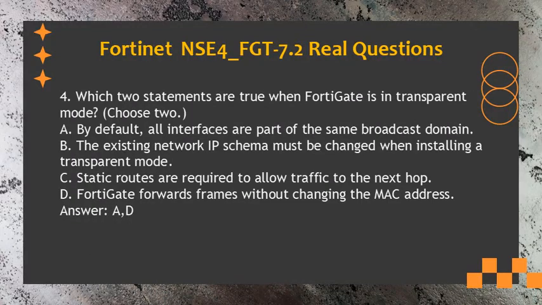4. Which two statements are true when FortiGate is in transparent mode? Choose 2. A. By default, all interfaces are part of the same broadcast domain. B. The existing network IP schema must be changed when installing a transparent mode. C. Static routes are required to allow traffic to the next hop. D. FortiGate forwards frames without changing the MAC address. Answer: A, D.